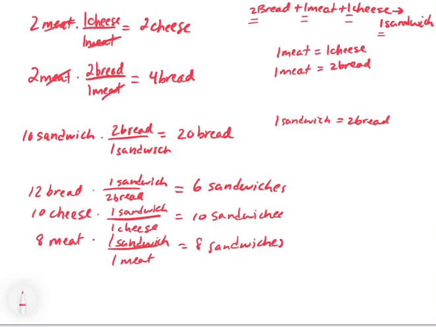Okay, so which one of those reagents is going to limit us? Well, it's going to be the bread. So we call this the limiting reagent, or the limiting ingredient, meaning, yes, I could make 10 sandwiches from the cheese and 8 sandwiches from the meat, but before I make those sandwiches, I'm going to run out because I'll run out of the bread. So that's what we call the limiting reagent.